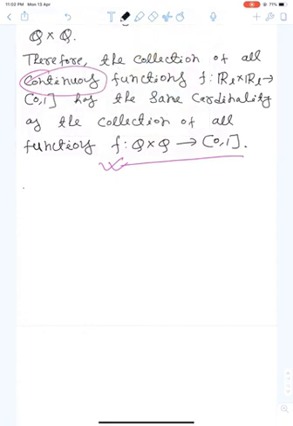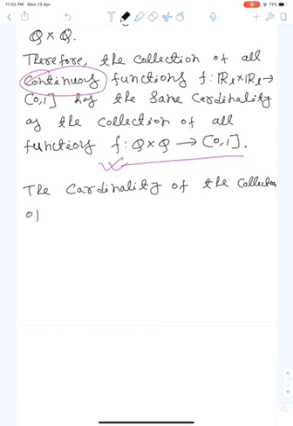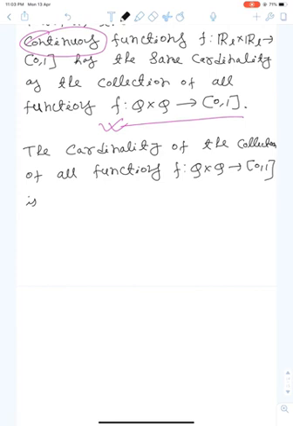So now the cardinality of the collection of all functions from Q cross Q to {0,1}. So what is the cardinality of this one? It is the same as the cardinality of {0,1} to the power of the cardinality of Q cross Q.